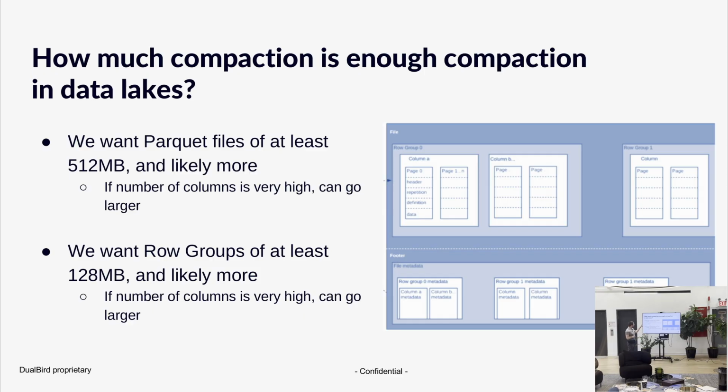The reason why I'm saying at least for half a gigabyte for parquet files and 128 megabytes for row group sizes is because you might actually need much larger row groups, and that's a mistake a lot of people make. Think if you have 100 columns in your table, and I'm sure some of you have much more than that. Each column on average would be 1 megabyte if your row group is 128 megabytes.